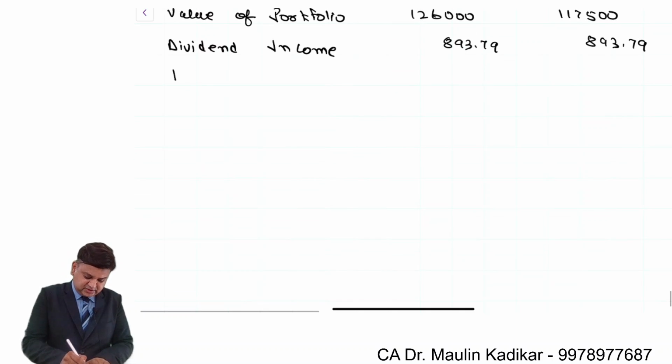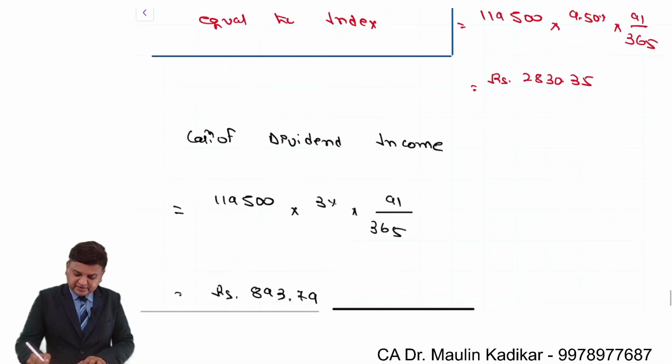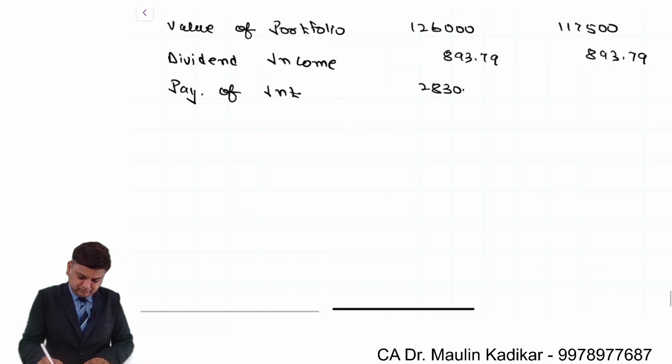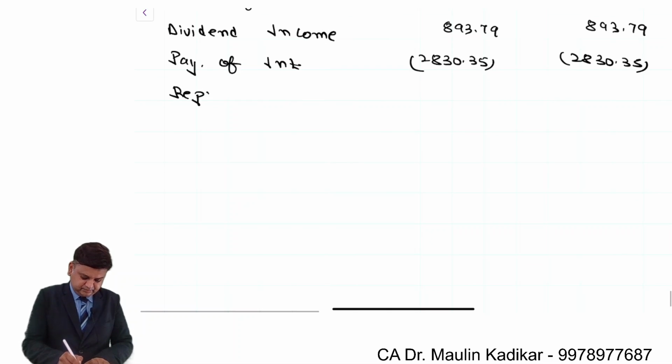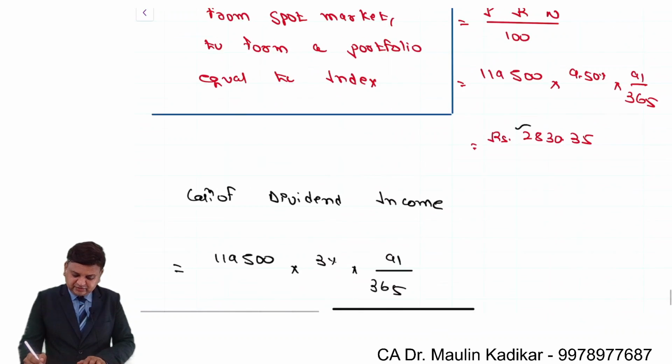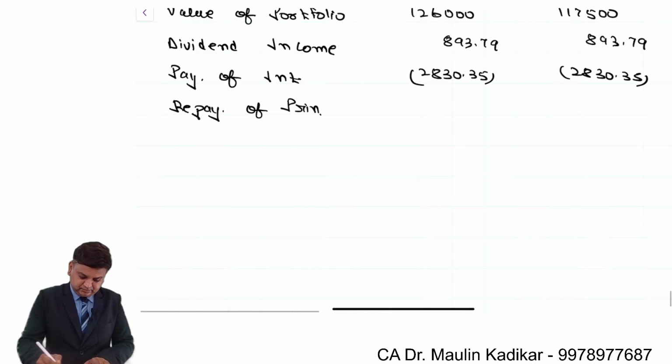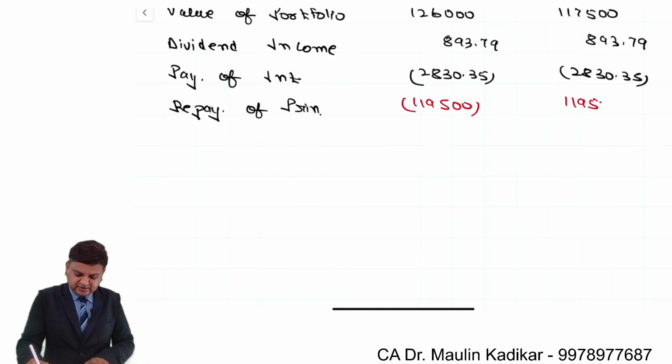Then payment of interest for the borrowing of the funds, 2830.35. Then repayment of principal. The amount of the principal repayment is 1,19,500. This is the repayment of the principal.